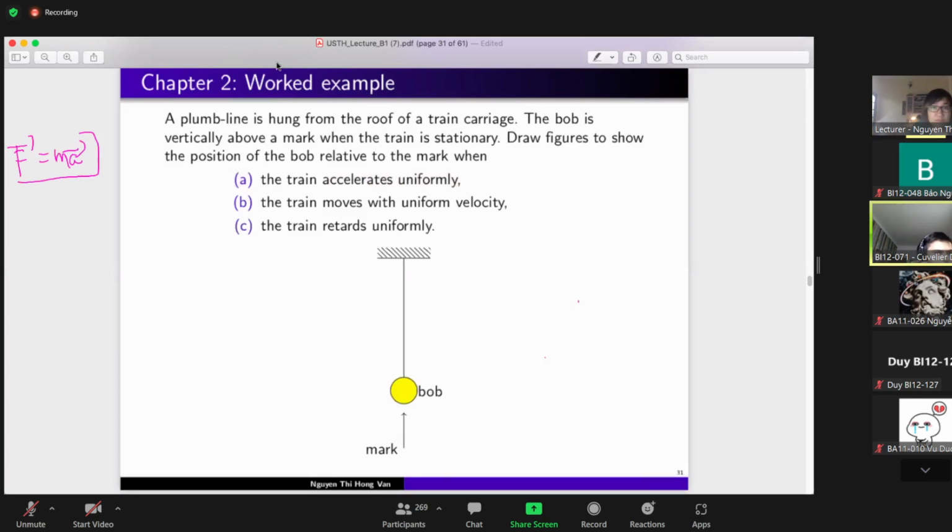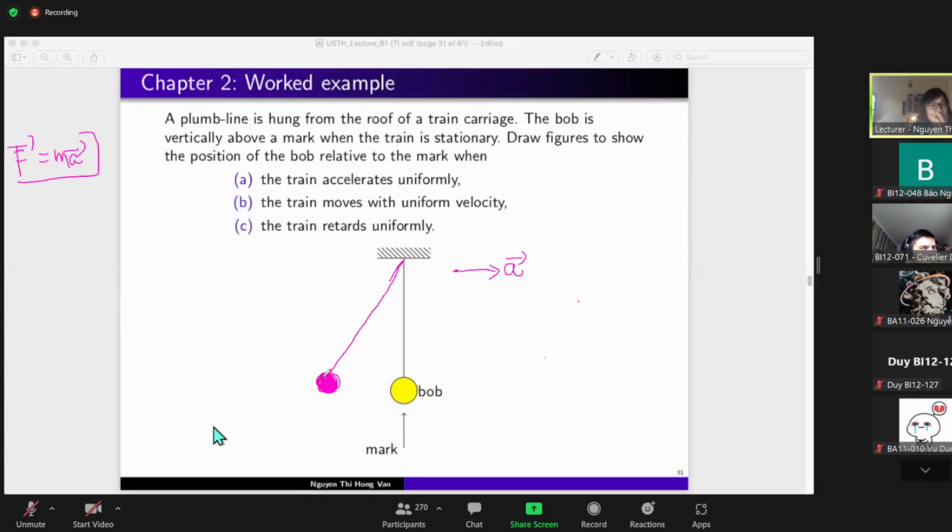So for case A, the bob moves to the left side because when the train moves, it accelerates. Acceleration is to the right, let's say. So the bob goes to the left because the bob is held on a line, so it more or less isn't affected. It doesn't go with the train when it moves. So it moves to the left.